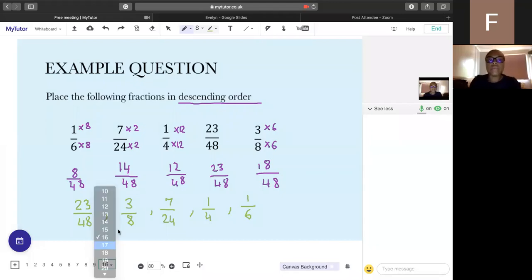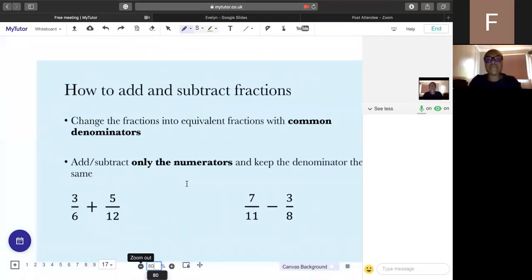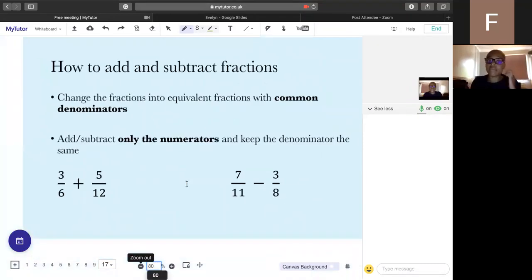So now we can move on to adding and subtracting fractions. So adding and subtracting, the first thing that you should do is exactly the same for both. You need to change your fractions into equivalent fractions with common denominators. So it's exactly the same as what we were doing with ordering, only now we're doing it with two numbers, and then once we have done that, we can add the numerators or subtract the numerators. It's only the numerators that we're working with, not the denominators.